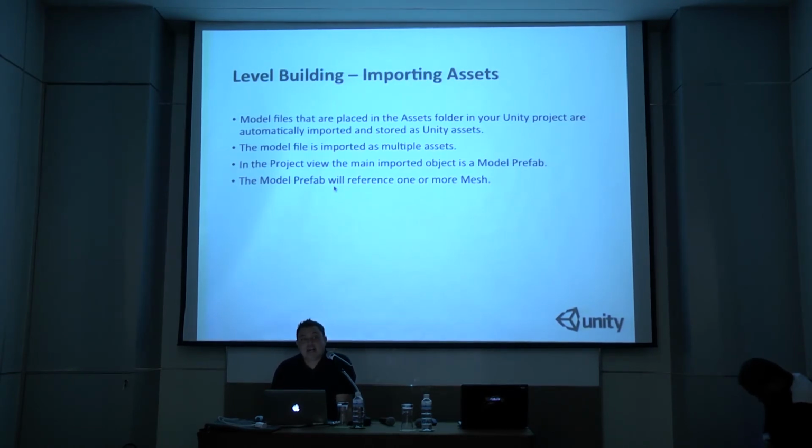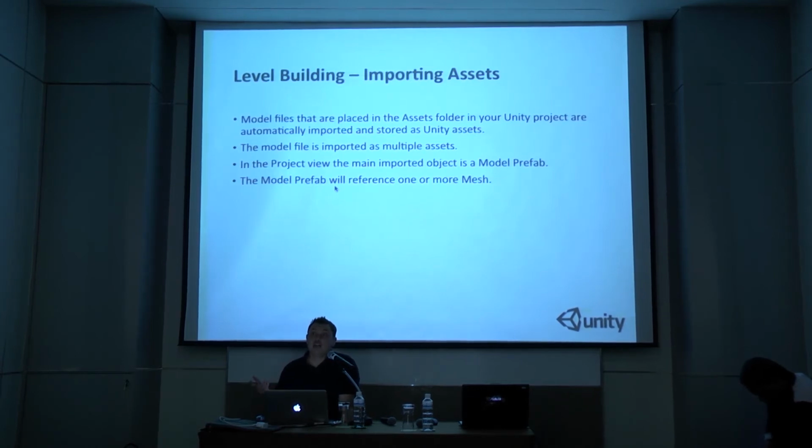If the model file is made of multiple assets, and they often are, Unity will separate them into multiple assets and link them up. In the project view, the main imported object is what's referred to as a model prefab. We'll have a look at that in a minute and see how that differs from the prefabs that we make in Unity. This model prefab will reference one or more meshes.